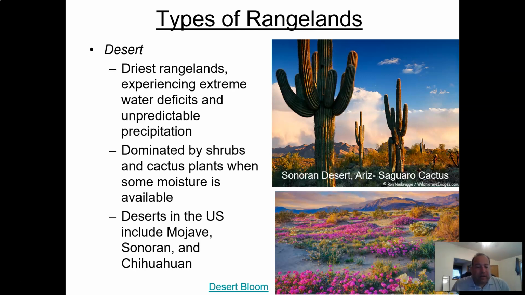The deserts in the U.S.: we have the Mojave out here in California. We also have the Sonoran and the Chihuahuan deserts. And I've got a video clip here about what happens when it actually rains in the desert. Because when you do get precipitation, there is vegetation there waiting to come out. The precipitation is so unpredictable that these areas just don't stay covered in vegetation.